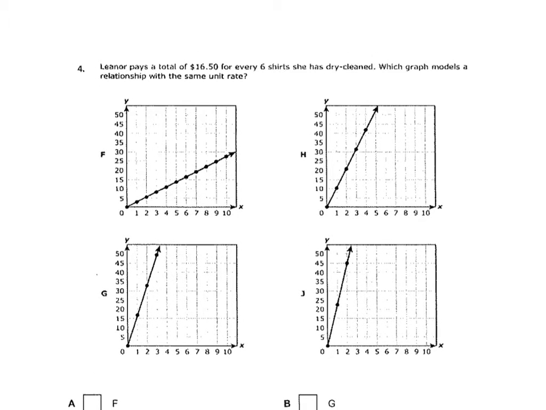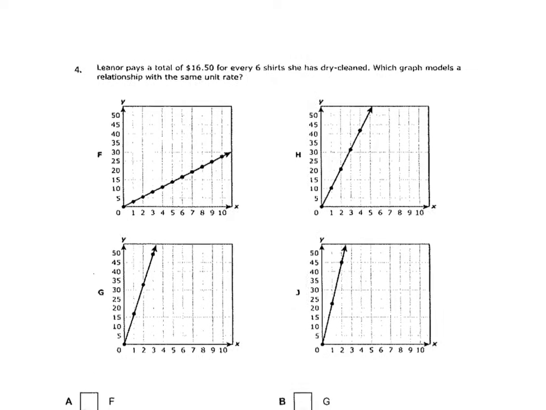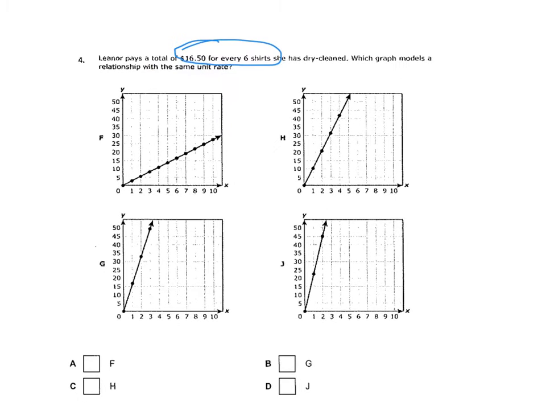Same thing on number 4. Leonore pays a total of $16.50 for every 6 shirts she has dry cleaned. So on this one, luckily we have 6 on our graph, and so we can find where 6 is and see which graph shows us our line crossing at $16.50.